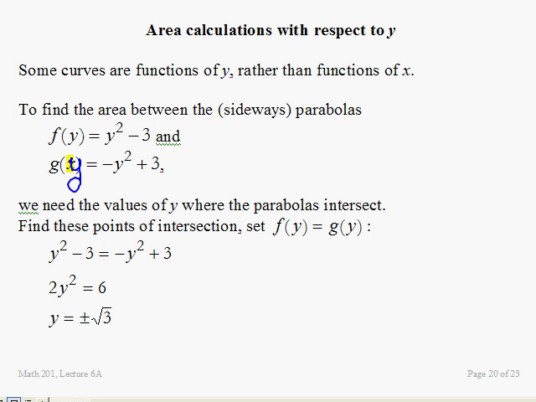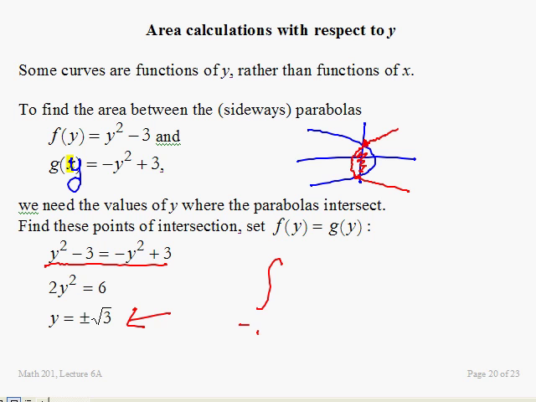These are just two parabolas that aim at each other, one going in this direction and one going in this direction, and you want the area in here. To do that, again, a and b are not specified by the problem, but you have to find these two points. You do that by setting f equal to g and solving. You find that it is plus or minus the square root of 3. That becomes your limits of integration. So you're going to go from negative root 3 to positive square root of 3, f minus g. But now you're integrating with respect to y, and that is not an issue.